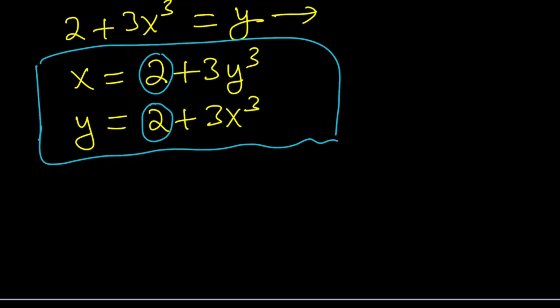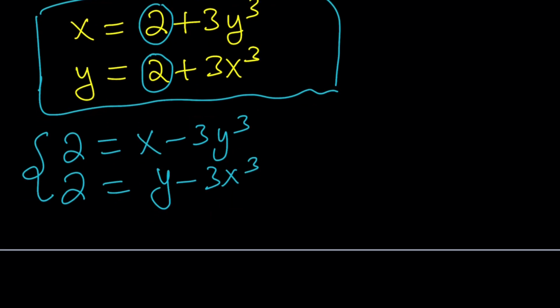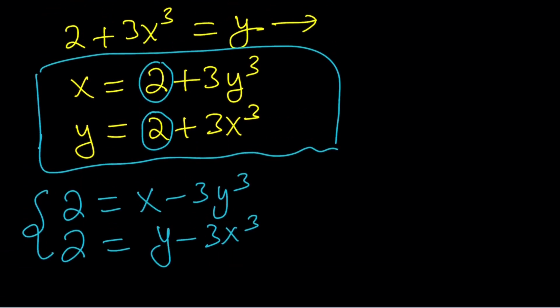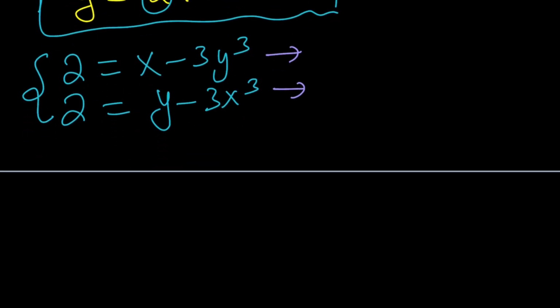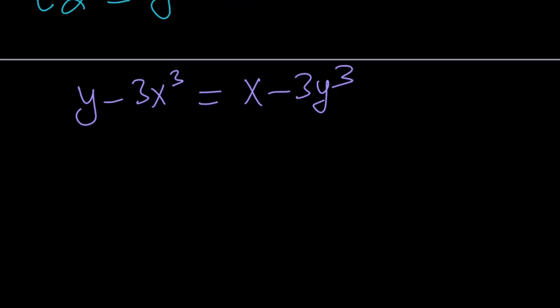No matter how you want to do it, let's go ahead and do the second way. So the first one gives us 2 equals x minus 3y cubed, and the second one gives us 2 equals y minus 3x cubed. Since they're both equal to 2, they're equal. So if two things are equal to the same thing, then they are equal. So that means y minus 3x cubed equals x minus 3y cubed. And we're going to find out in a little bit what this means.